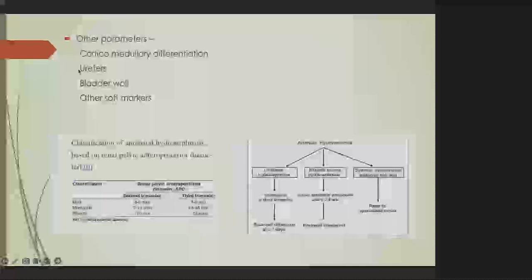We need to see whether the ureters are also dilated, the bladder wall thickness, and also the other soft markers which will point towards a genetic cause. Classification: this baby has a 16 and 19 mm APD, so definitely it will come under severe antenatal hydronephrosis. Whenever there is a unilateral hydronephrosis, antenatal ultrasound is to be done in the third trimester and postnatal at 3 to 7 days. Whenever there is a bilateral severe hydronephrosis, serial antenatal ultrasounds at 2 to 6 weeks have to be done. And in cases where there are soft markers, we need to refer for genetic counseling.